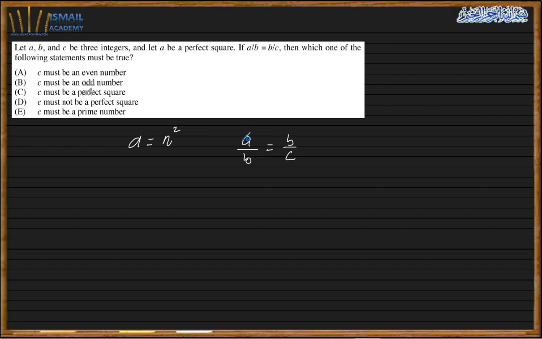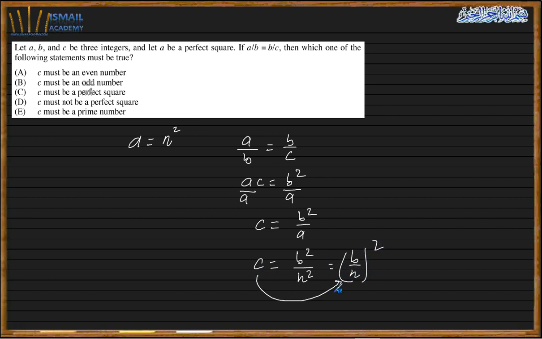Alright, so if I cross multiply, I will have AC equal B squared. If I divide by A on both sides, I get C equal B squared over A. But we know that A is a perfect square, so I'll substitute A by N squared, so C will be B squared over N squared, which is the same thing as (B over N) squared. And this shows that C is a perfect square, and the answer is C.